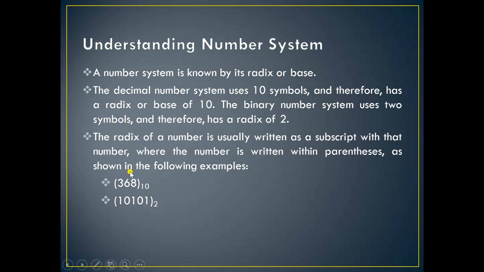You can see in this example, 368, the base is 10. The base 10 means it is a decimal number. Now this is a number whose base is 2, so this is a binary number. It is always represented with parentheses and then a subscript.